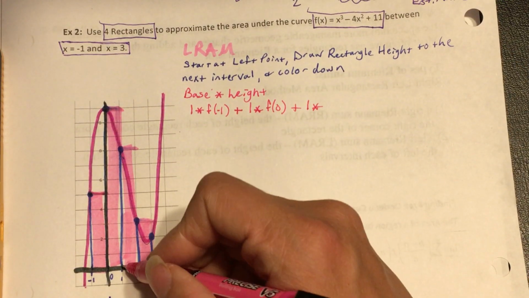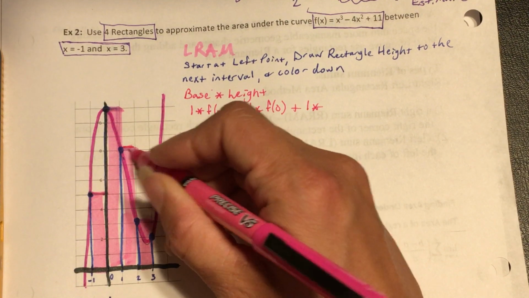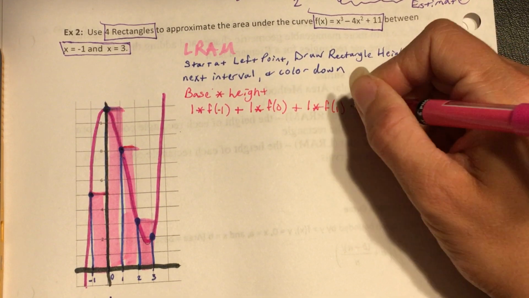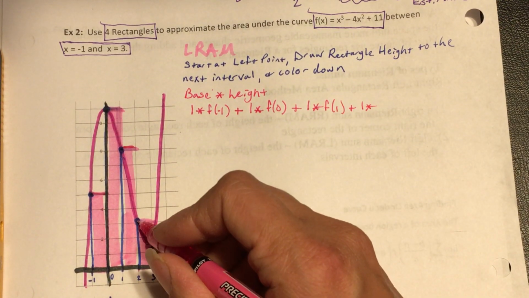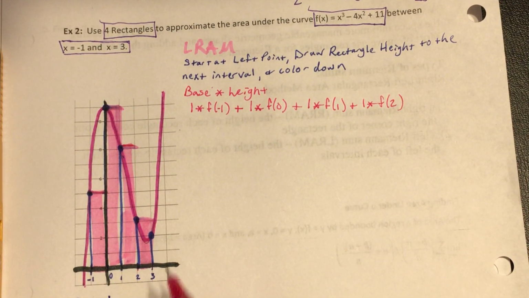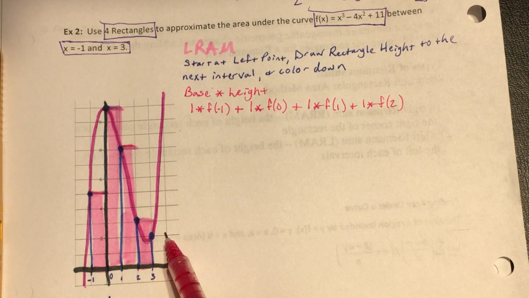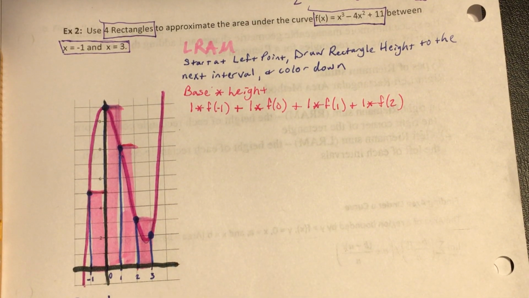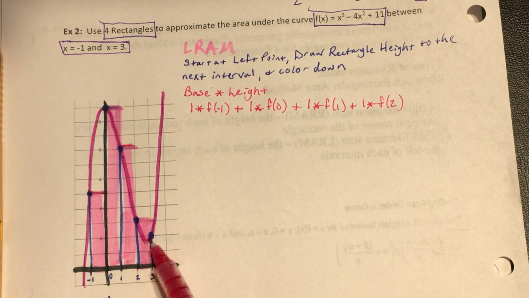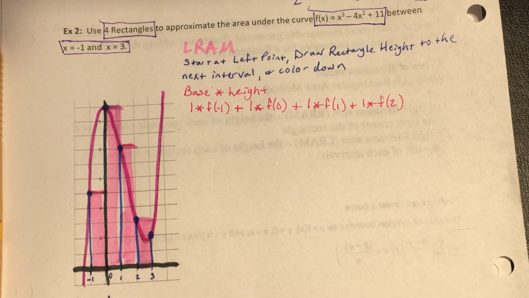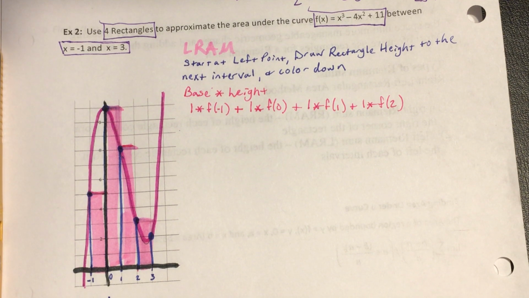Then our base times our next height. This height of this rectangle, and I got a little sloppy with the coloring there, this would be f of 1. And then plus 1 times f of 2. So notice on this one, we're not doing f of 3 because that point is not the height of any of these rectangles. And as you start doing more of these, what you're going to notice is that LRAM always leaves off the right end interval number, and RRAM always leaves off the left end interval number as far as using it in your function to evaluate those heights.